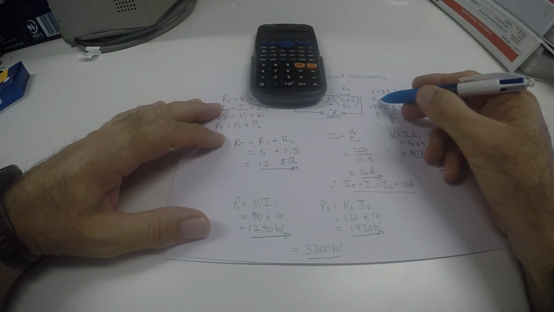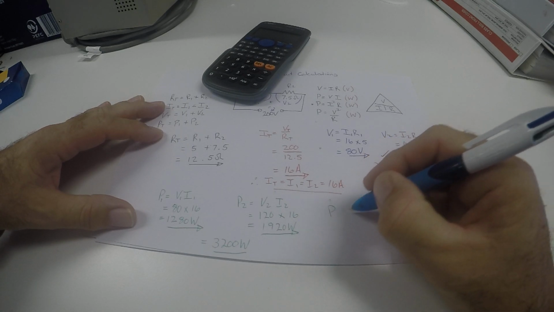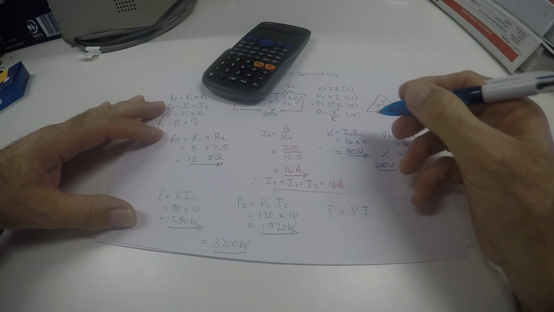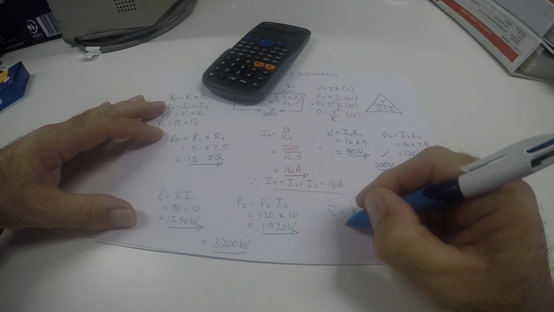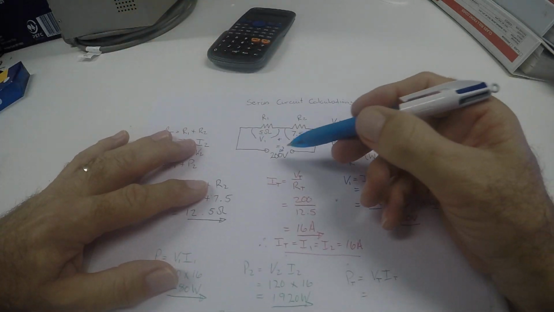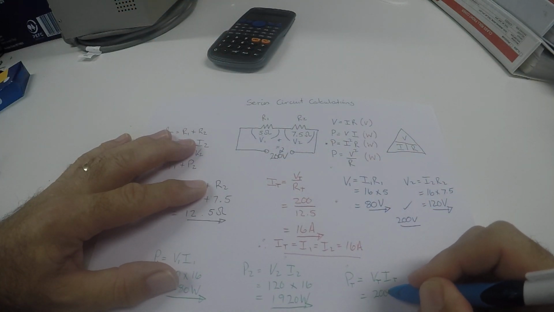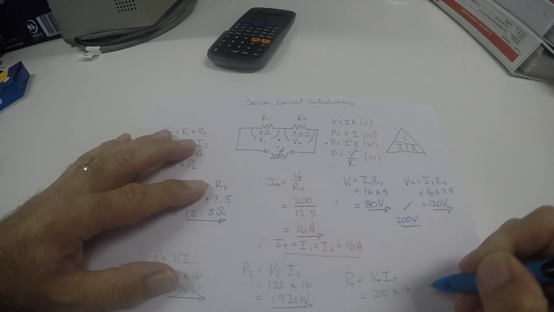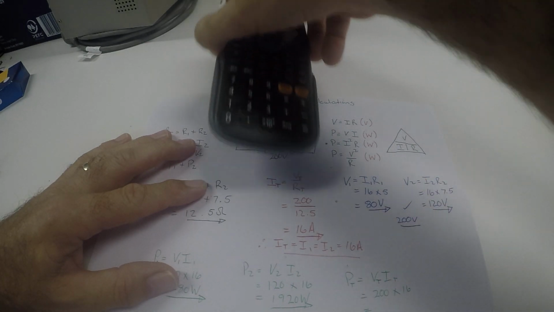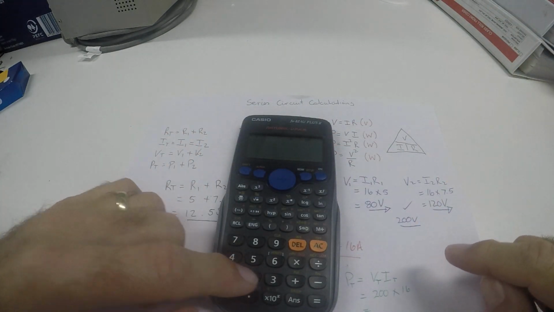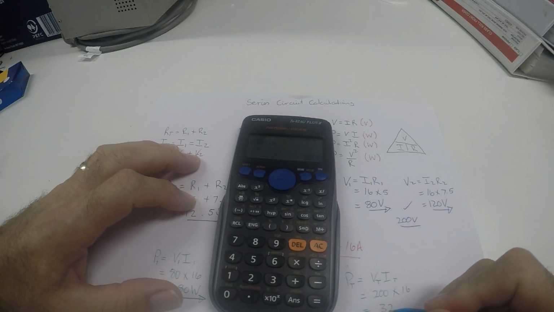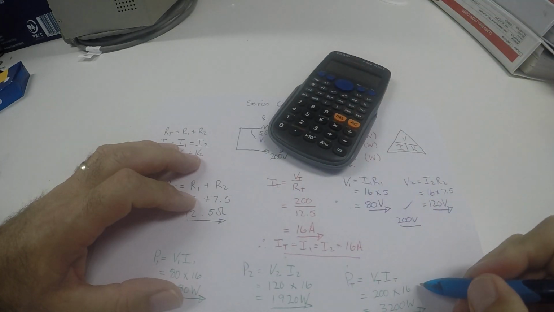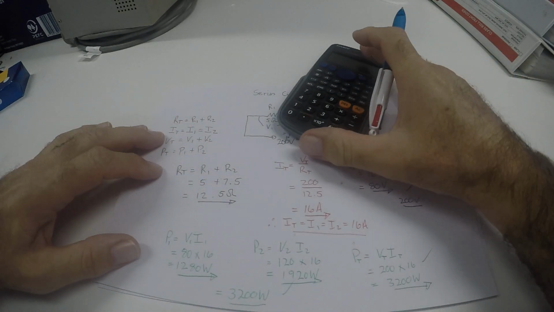See? Alright. Now, how do I test it? I can test it by using the same formula I used before. P equals VI. But this time, I'm going to use the total values. So we know that voltage total is 200. The total current is 16. And if I put that into my calculator, you will see that it equals 3,200 watts. That means everything that I've done to here is correct.